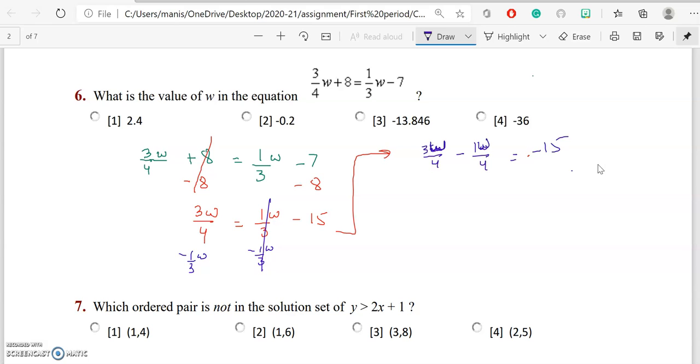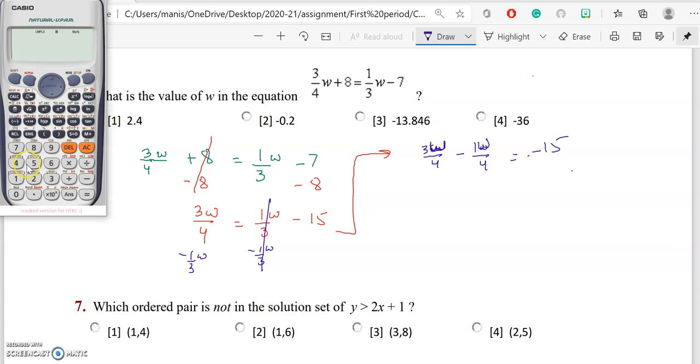Okay, this is w. Now I will type in the calculator 3 over 4 minus 1 over 4. So this is my fraction button over here. 3 over 4, minus, use a calculator to do the fraction part, 1 over 4.